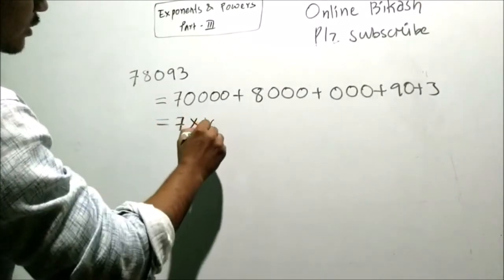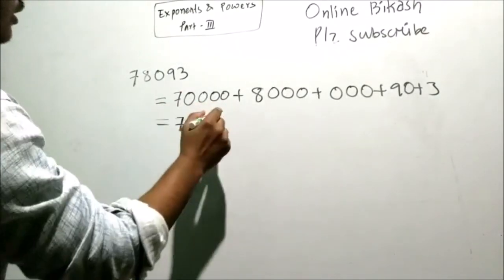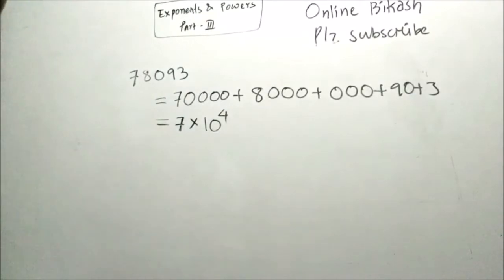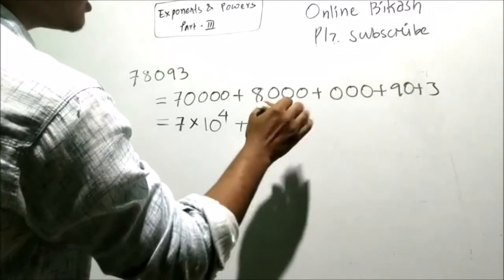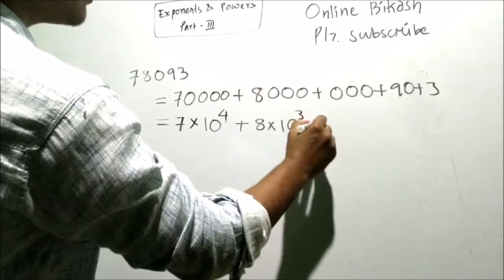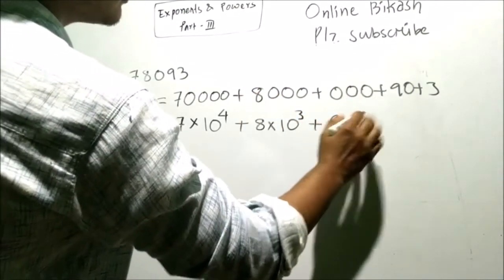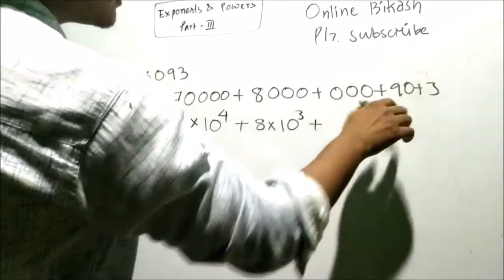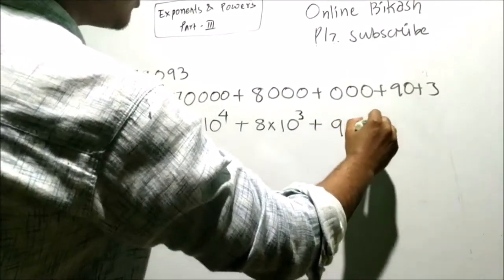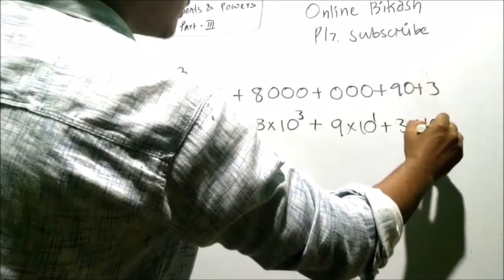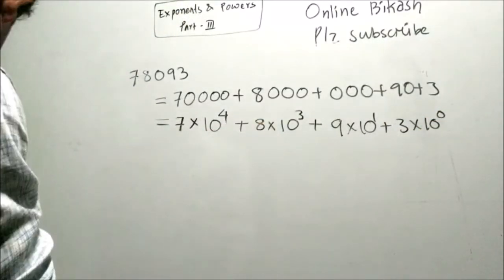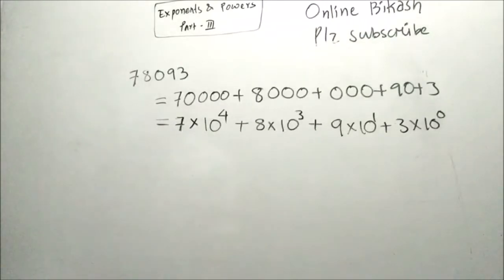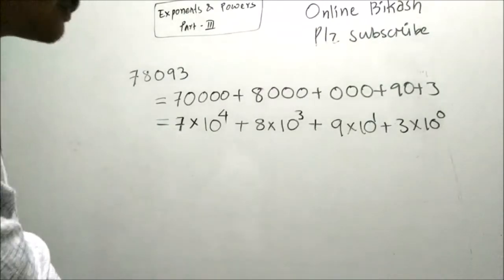7 into 10 to the power... How many zeros are here? 1 2 3 4. Right? Plus 8 into 10 to the power... how many zeros? 1 2 3. No need to write this 0. You can just eliminate it. Just write it 9 into 10 to the power 1 plus 3 into 10 to the power 0. Finally, this is the answer. Okay, this is the expansion of a number using exponents.